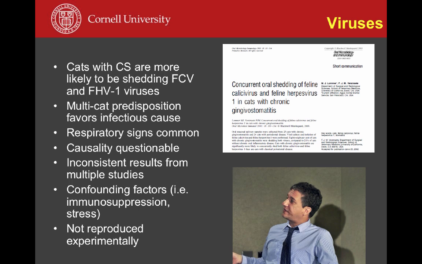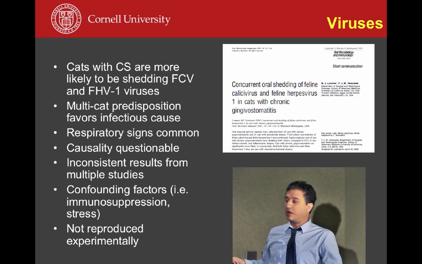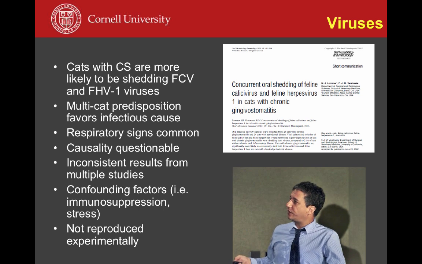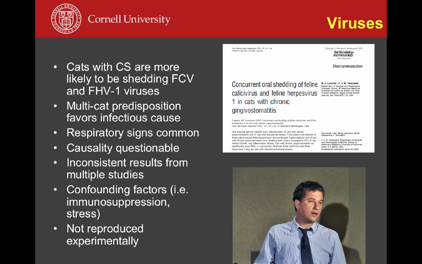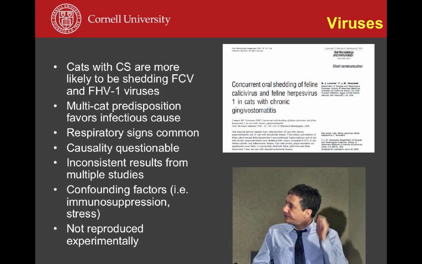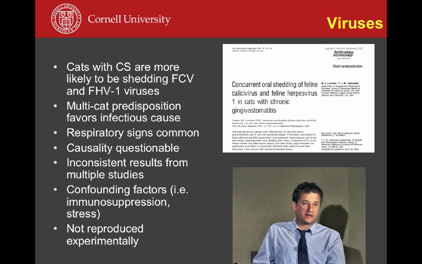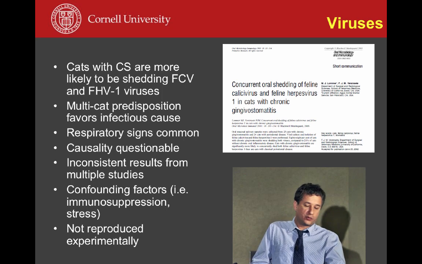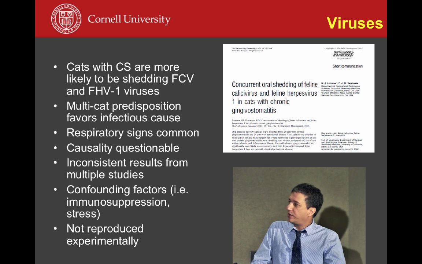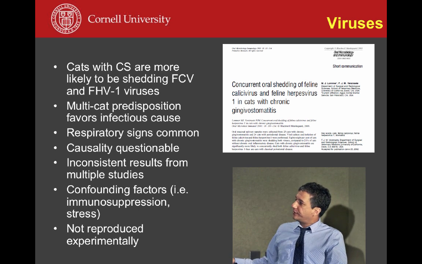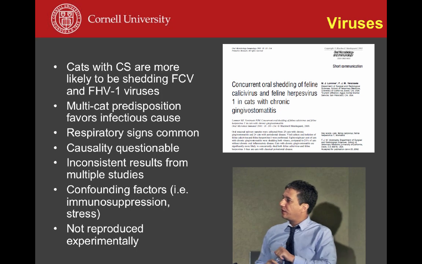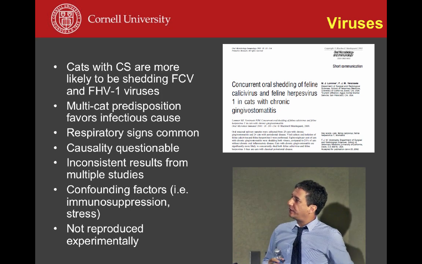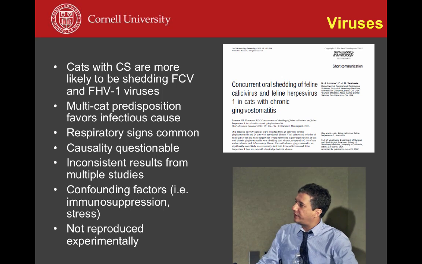This kind of makes sense with the multi-cat predisposition phenomenon, which would suggest or favor an infectious agent involved. Also, these cats with chronic stomatitis oftentimes have respiratory disease, either acute or chronic. But despite that, like I said, cause and effect is questionable.